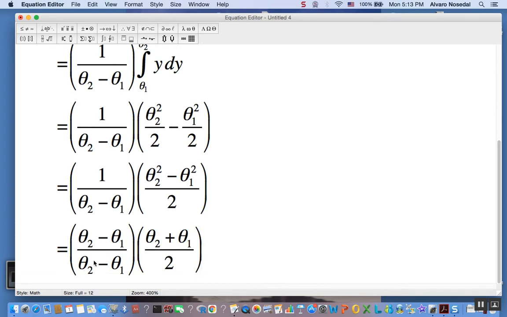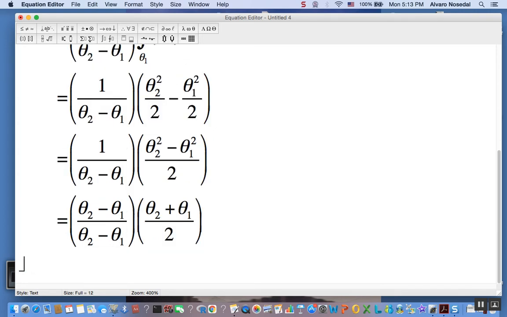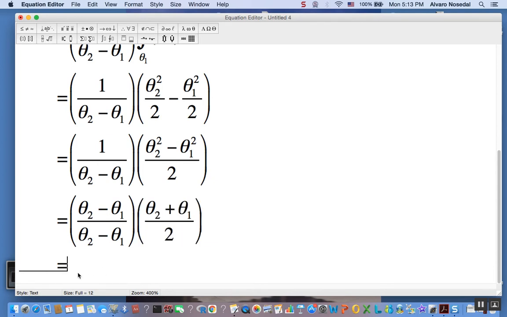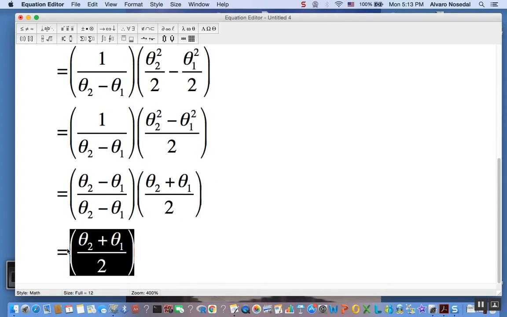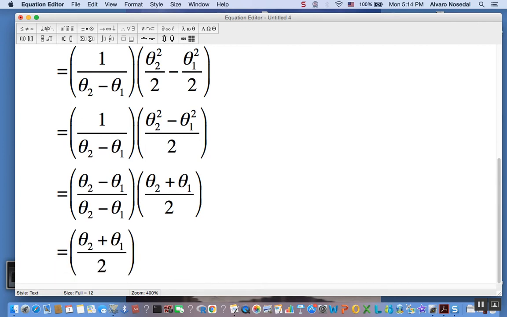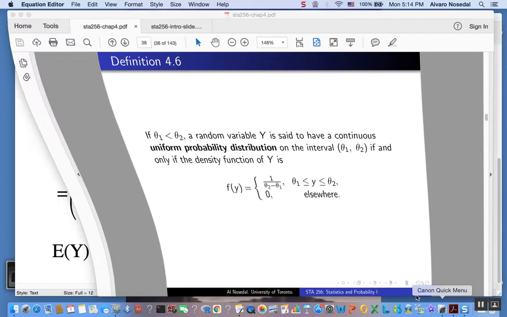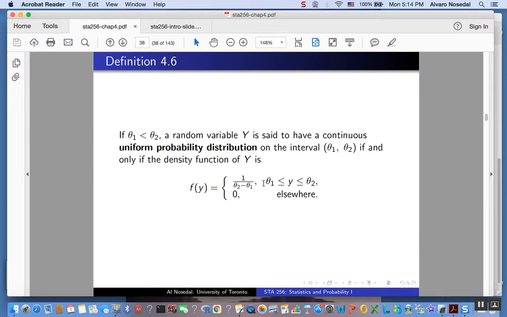But now these guys cancel out, and what we are left with is that beautiful expression, theta 2 plus theta 1 divided by 2. That would be the expected value of y if y has a continuous uniform distribution. Make sense? And I believe that's what you will have here.